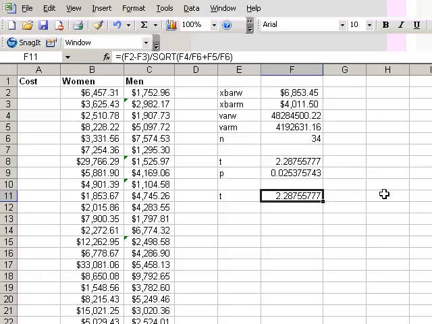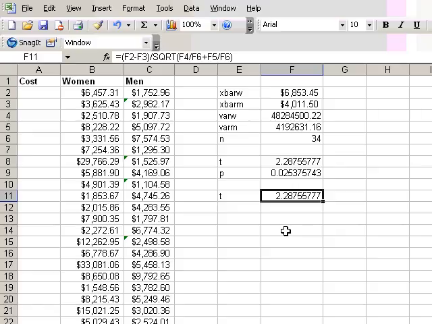So what is the point of using this t-statistic versus this t-statistic? In a case where we have equal sample sizes, we have 34 women and 34 men, the t-statistic calculated in this way will be exactly equal to the t-statistic calculated in this way. But if we have different group sizes, these two t-values will not be the same.